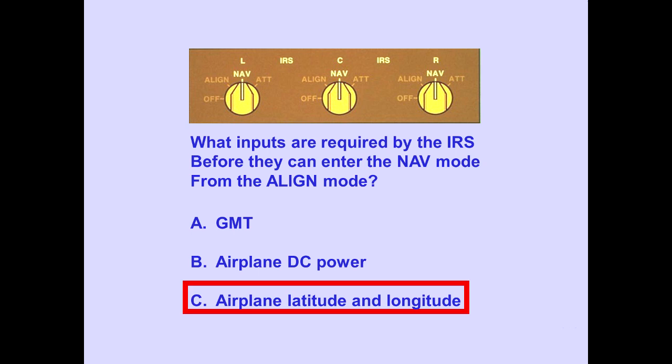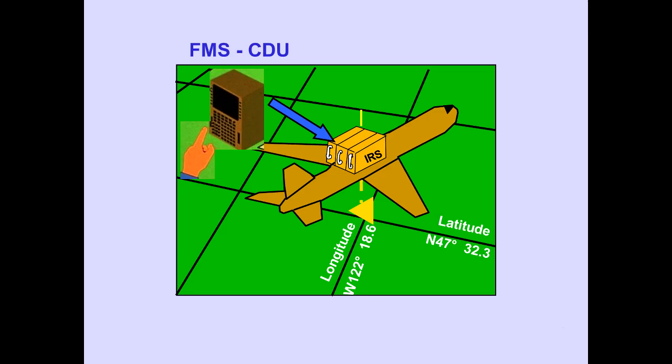Answer C is correct. Present airplane latitude and longitude must be entered to complete the alignment.